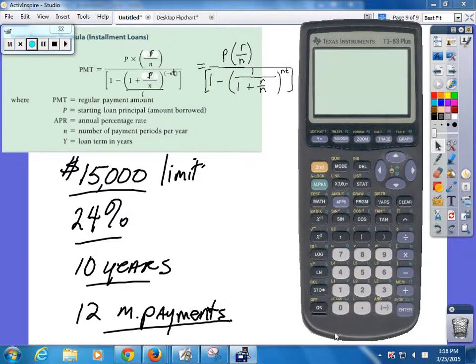And then we take our 15,000 and we multiply that by 0.24 divided by 12, and that gives us that number, and then we divide that by alpha D, and that gives us a payment of $330, and that's what they say is the minimum payment. Now chances are they ain't going to say $330 is the minimum payment. That's for us to pay this thing off in 10 years.